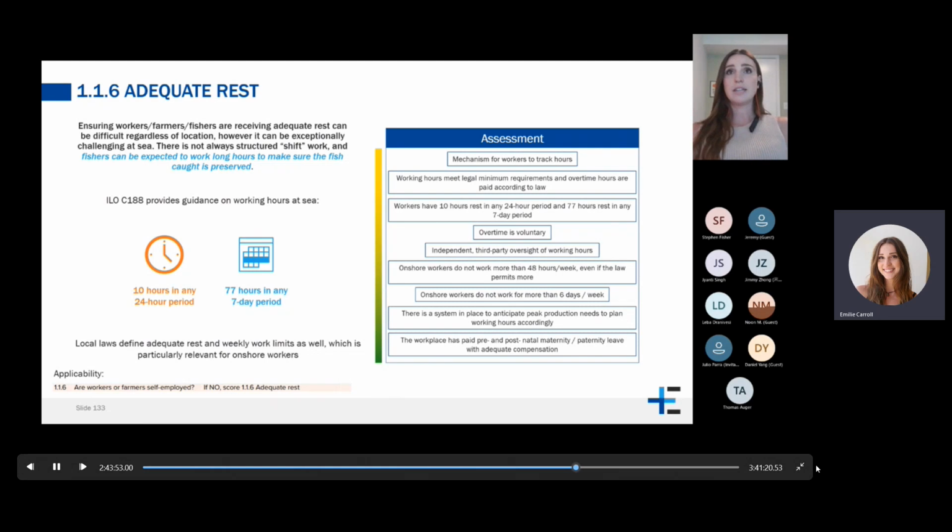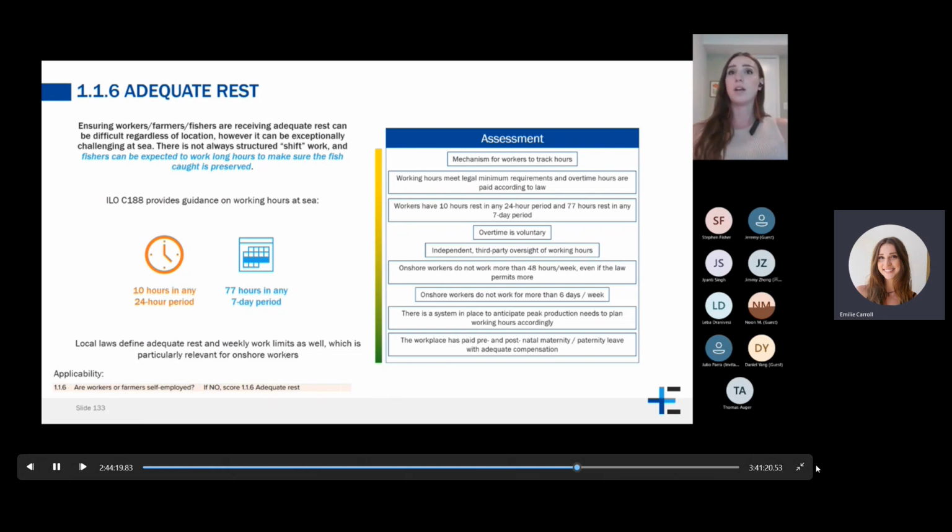There's also, because the SRA is applicable to onshore work as well, when you get to the green risk level for onshore, it really is just following the ILO core convention. So 48 hours a week total, and then a total of 6 days per week. So 1 day off within a 7-day period, and that's 24 hours consecutively for the onshore workers.